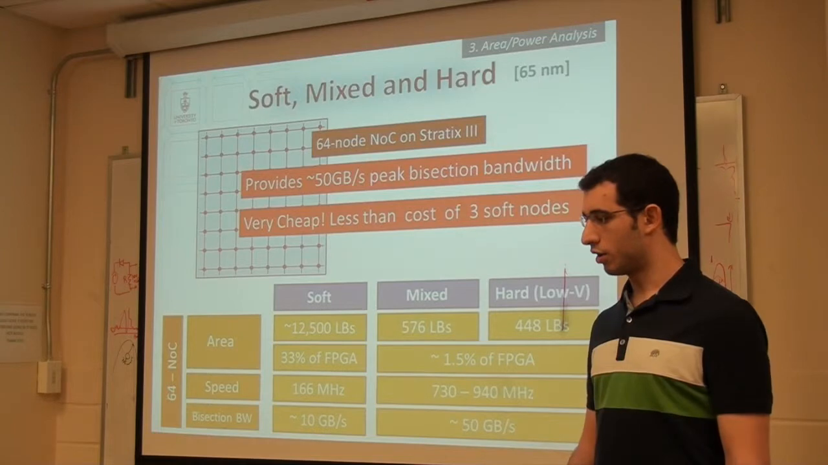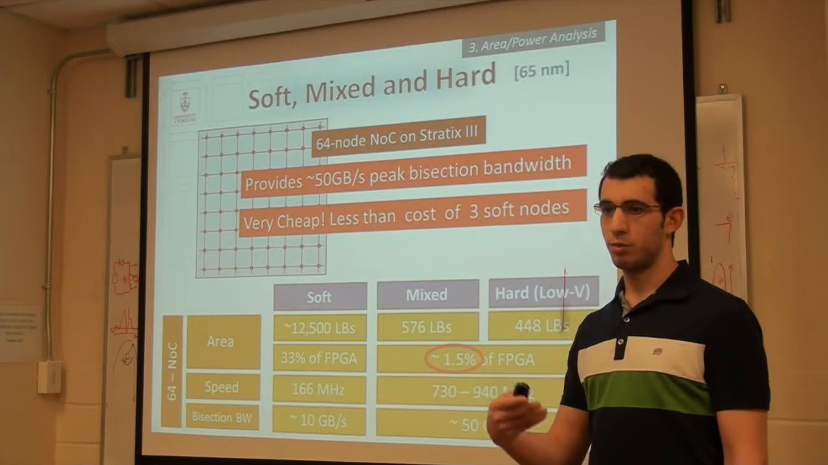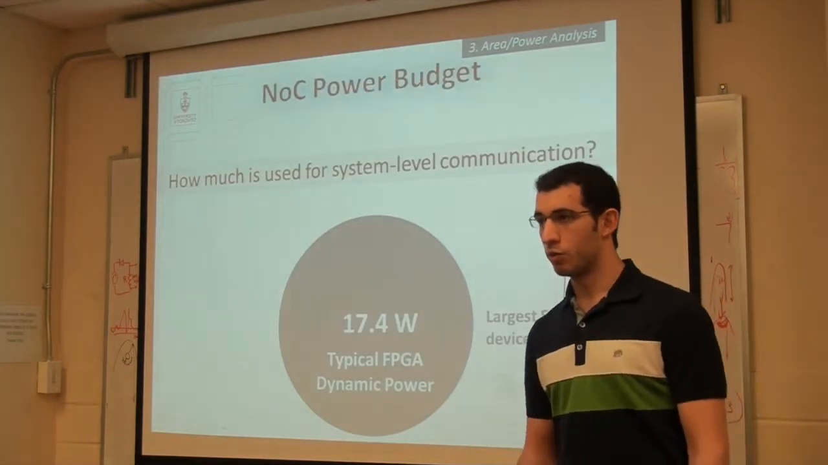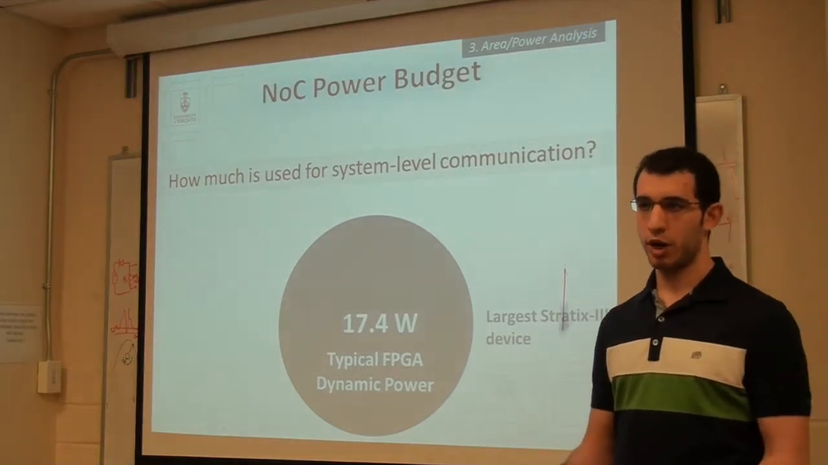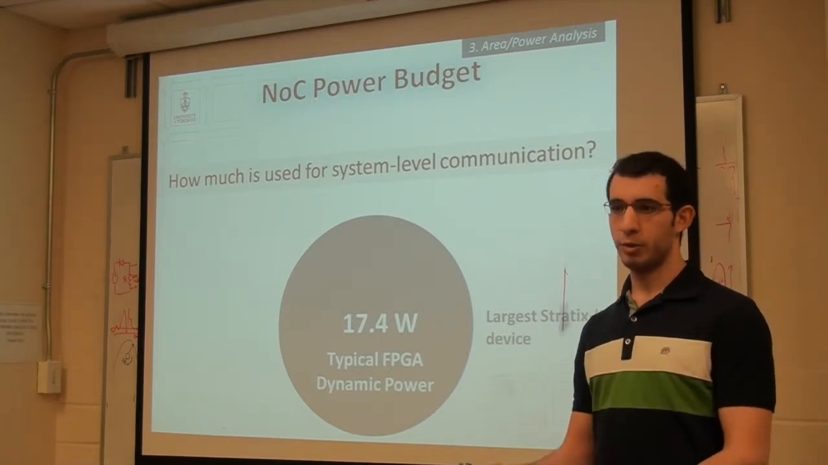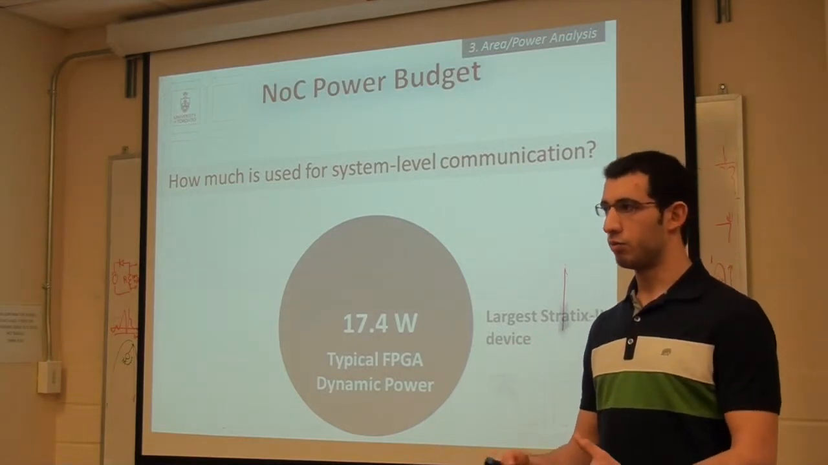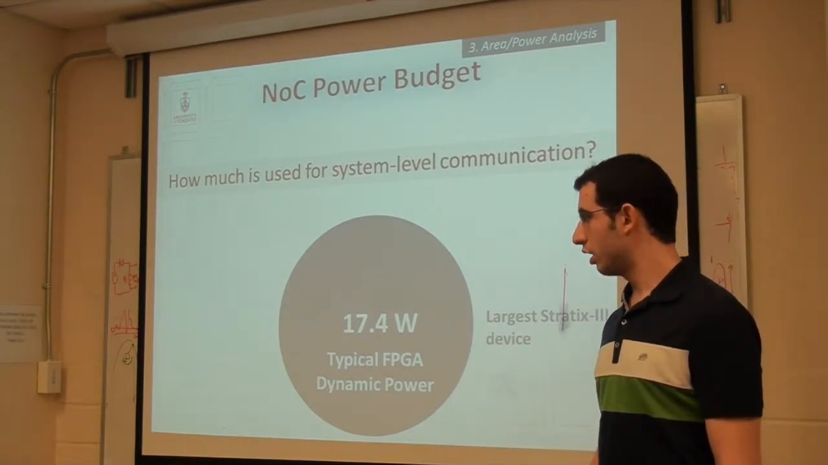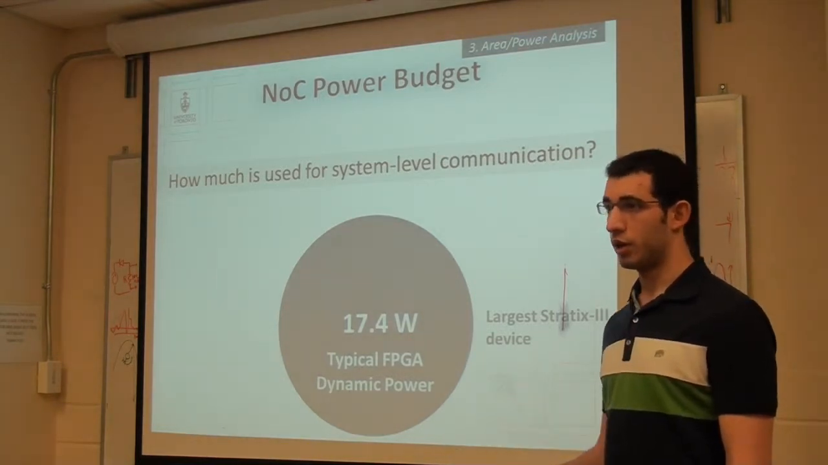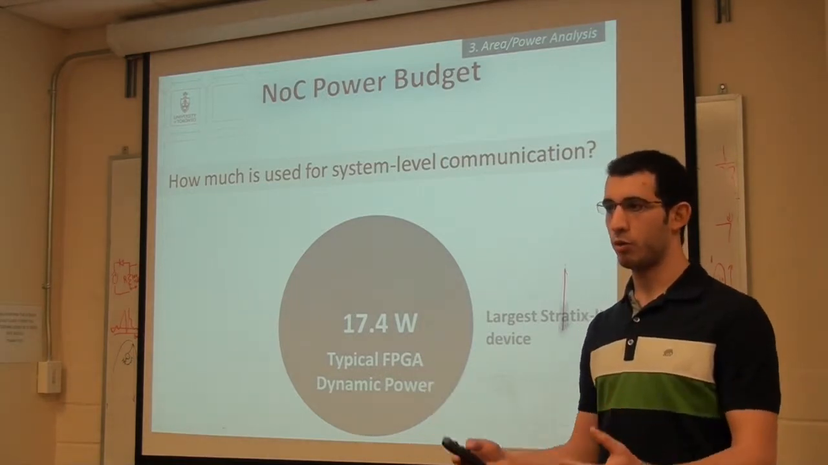So it's very cheap. We quantified the area gap in the previous work, and we wanted to do a similar thing for power now, because power is a big concern. What we did here is we estimated the power budget that we have on the FPGA by modeling an almost full FPGA device of the largest Stratix 3 device, with reasonable toggle rates and reasonable utilization of the logic. When we measured the power, it was almost 17.5 watts of dynamic power. That's the power that we have available in our FPGA, our maximum power.